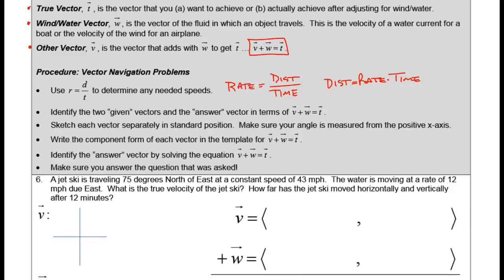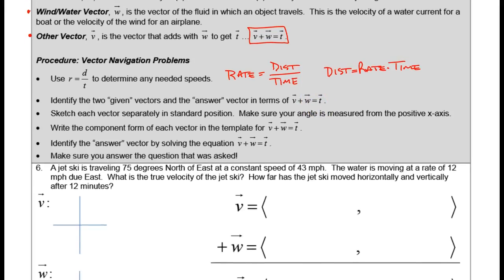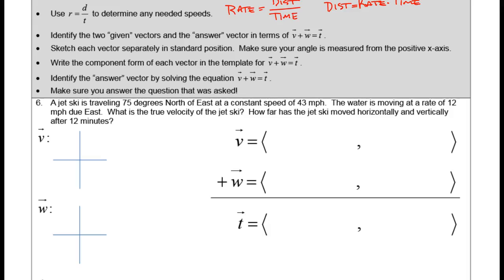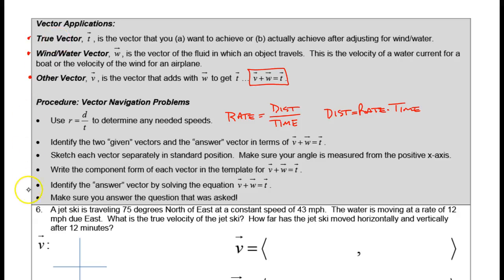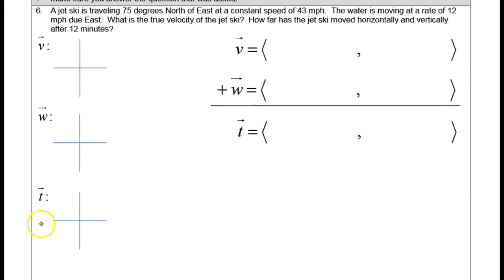Then you're going to identify the two given vectors and the answer vector. You have to be given two vectors, two out of these three, in order to do these problems. Then the answer vector is the one that they're asking for. You're going to specify those vectors in terms of the names that I've given, V, W, and T. Then, for these problems, I've given you a template to work with. Sketch each vector separately in standard position, and make sure your angle is measured from the positive x-axis. You'll see that I've given you space in these problems to draw each of those vectors, V, W, or T.